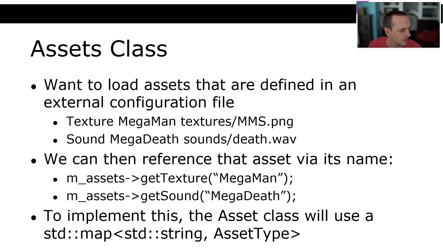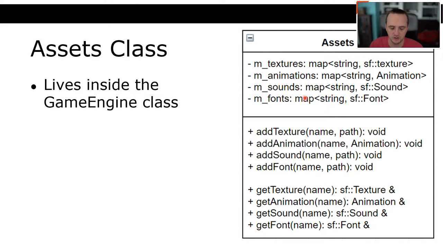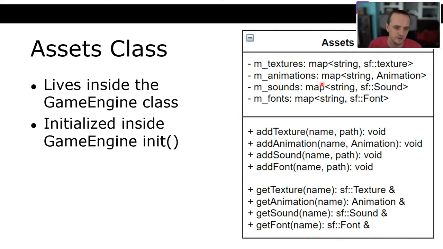Okay, so this is what the assets class is going to look like. The assets class lives inside the game engine class. Okay, my mic is on, right? Okay, good. It's going to live inside the game engine class so that we can have access to it from within our scenes. It's going to be initialized when the game engine init function is called. So what we are going to do in our game is that when the game starts, the first thing that happens is we load all of our assets for all of our scenes.